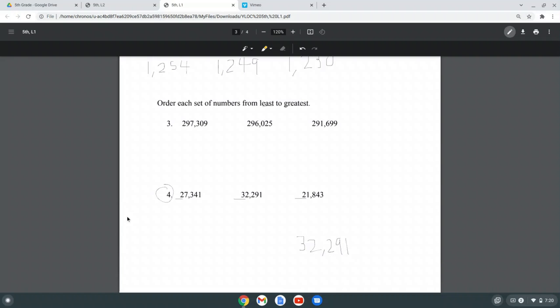And then we have to find something over here. So we look at 1 and 7 in the thousands place. 1 is less than 7. So we write here 21,843 because it's the smallest number, and then 27,341.